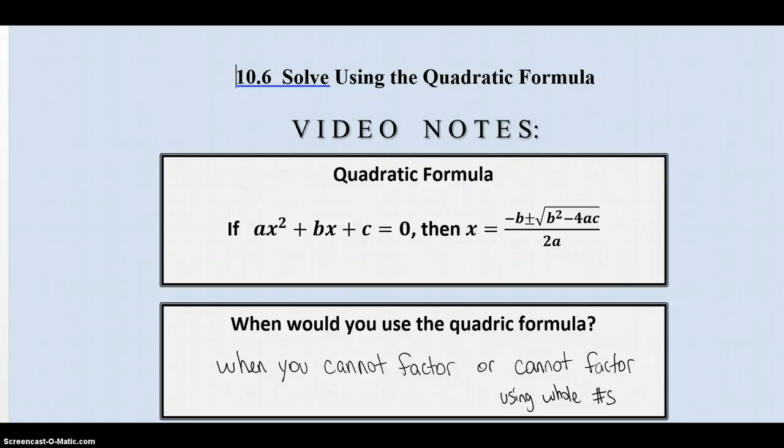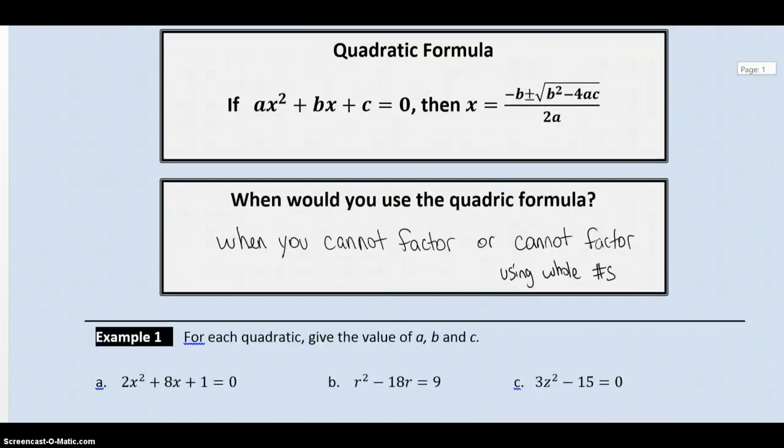10.6, notes on the quadratic formula. So you can see here, this is the quadratic formula, and here is a quadratic equation that we've seen before. Highest exponent on any variable is a 2, that makes it quadratic. And we would use this when you cannot factor evenly, or maybe when you cannot factor using whole numbers. So we're going to use that formula.